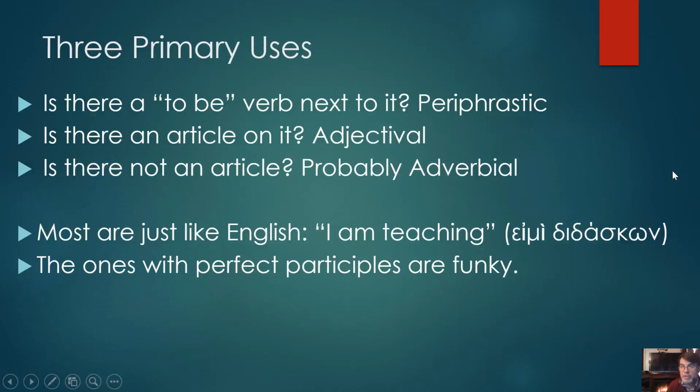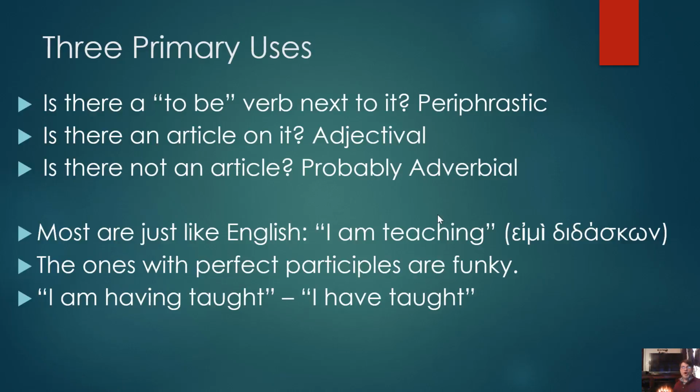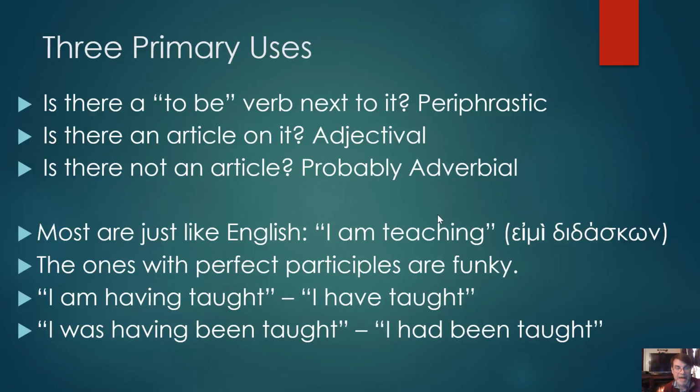So didaskōn here is a present participle. When we have a perfect participle with a to be verb, that's where it gets a little crazy. Like I am having taught is not good English. We're going to have to play with it a little and come up with something like I have taught. Here's a really bad one: I was having been taught. What are you going to do with that? Well, we're going to come up with something like I had been taught. So when the periphrastic is used with a perfect participle, it gets a little crazy, but we can get over it if we just learn that feel of how to get from I was having been taught to I had been taught. Usually when you have a past tense with a past tense, we're going to go with had.